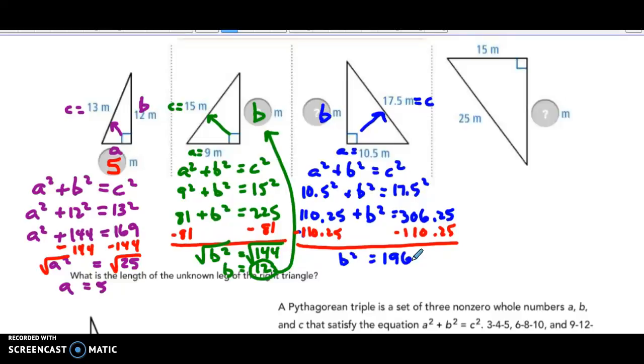So when I take the square root of both sides, that is going to help me turn a b squared into just a b, because squaring a number and taking the square root of a number are opposites. So now I need to take the square root of 196, which is 14, and that is my missing side length, which goes right here.